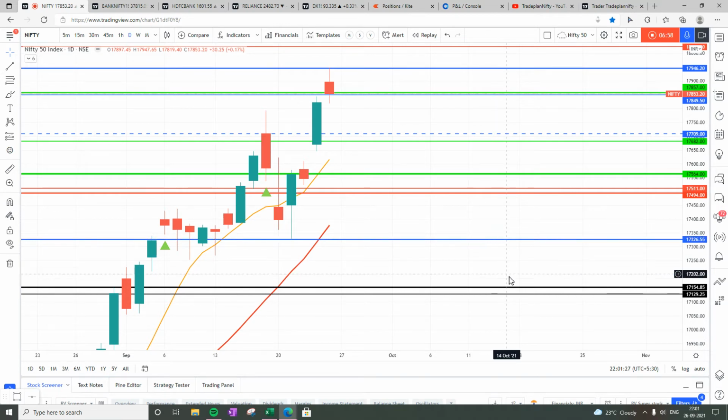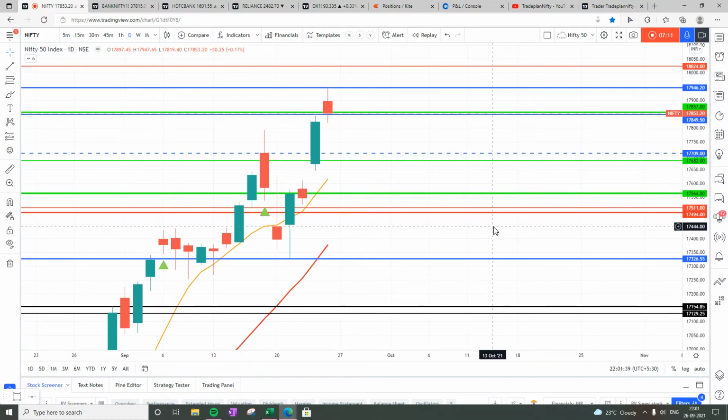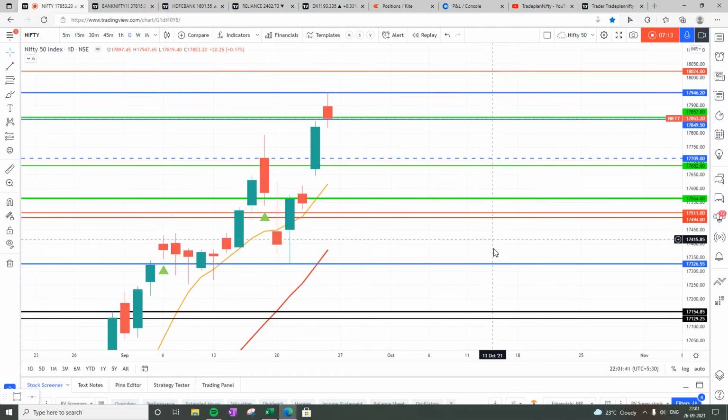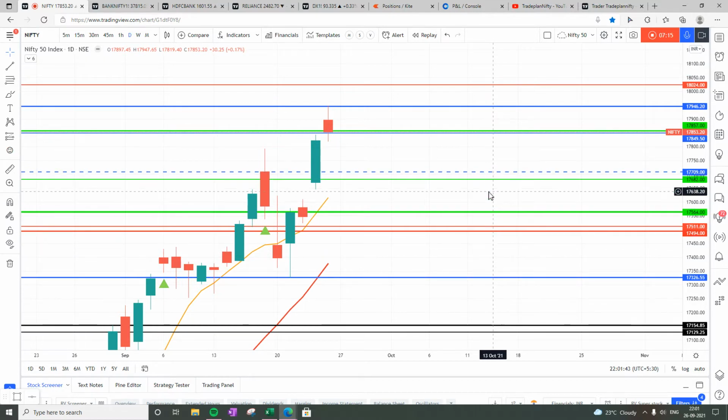After 17,320 the next support will come at 17,150 or 120 zone. So 17,120, 17,320 and 17,500 are the key support for Nifty in the coming week. Above that, small support will also come at a weekly pivot area, which is 17,700. I guess 17,700 could be a good support.